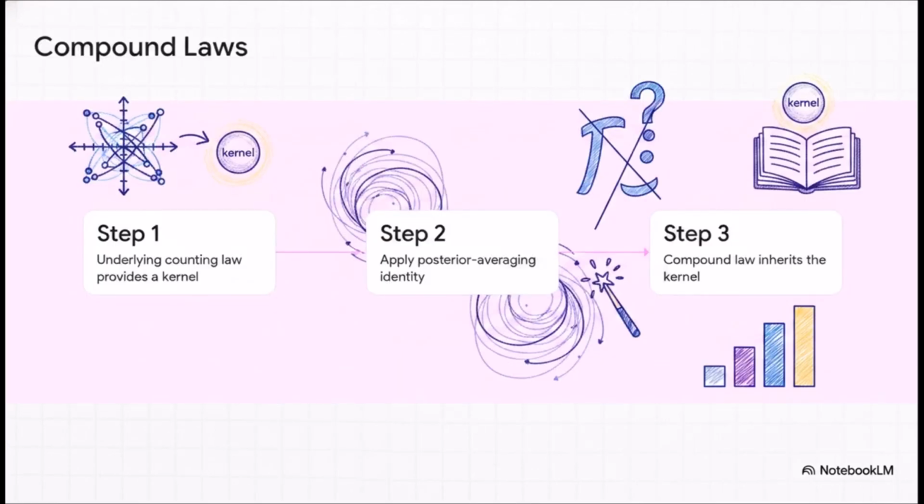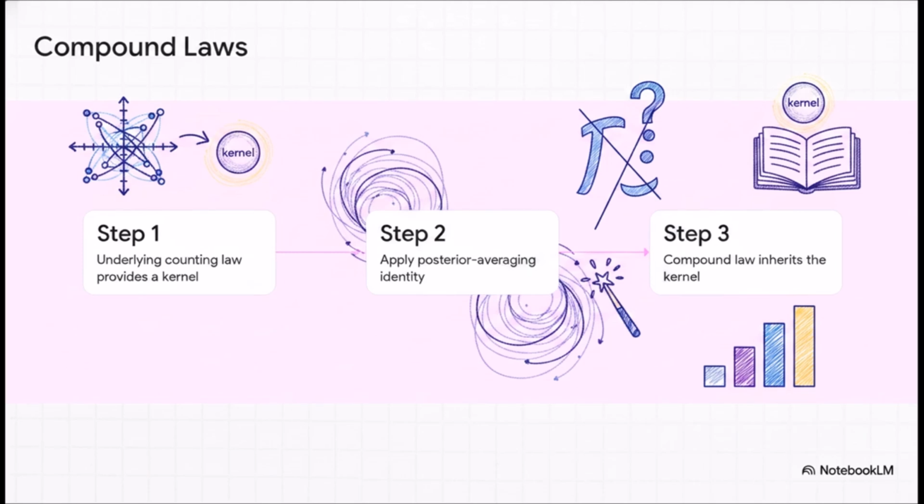Let's move on and see how this builds into even more complex applications, specifically regarding compound laws, which the paper details in section 3.4. If you are dealing with compound sums, which is essentially the sum of a random number of independent variables, like an insurance company trying to calculate the total payout when both the number of accidents and the cost per accident are totally random, the traditional math usually gets nightmarish. But Derbazi proves something remarkable. The compound law magically inherits its kernel directly from the underlying counting law.